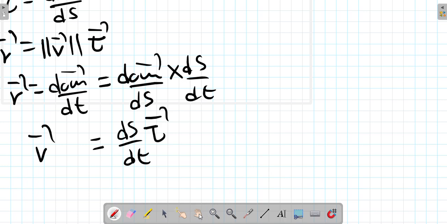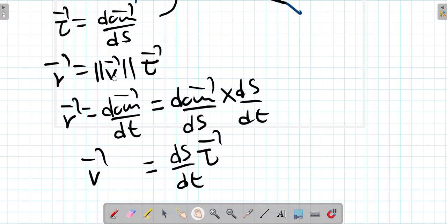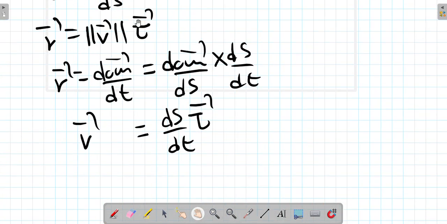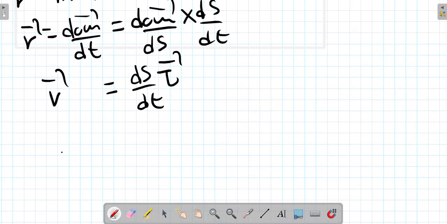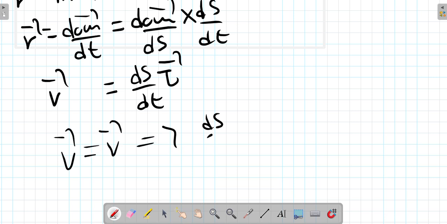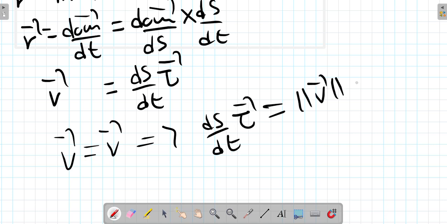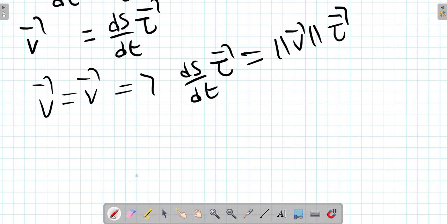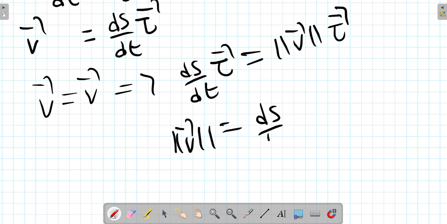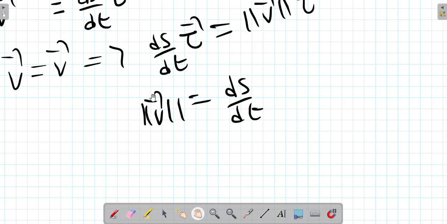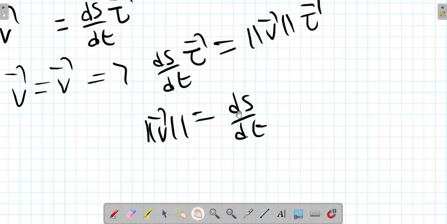Now, we have two definitions of v. The first definition of v is this, and this is the second definition of v. So the vector vitesse is equal to the vector vitesse. What does this imply? This implies that ds over dt, the second definition, is equal to the magnitude of v, the first definition. From this equation, we can deduce that the magnitude of the vector vitesse is equal to ds over dt. As simple as that.